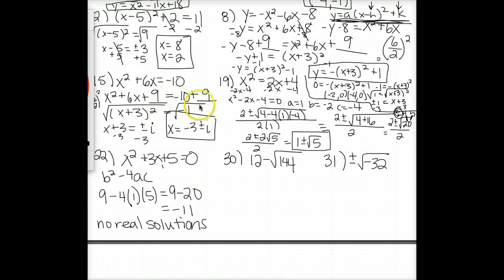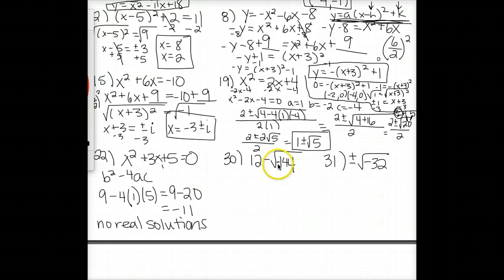Last thing, I already simplified one when I was solving. We had an i in this answer. There's another one that has i in the answer in number 32. But these ones are just simplifying the radicals themselves. And I forgot to put the minus under there. So the square root of -144.